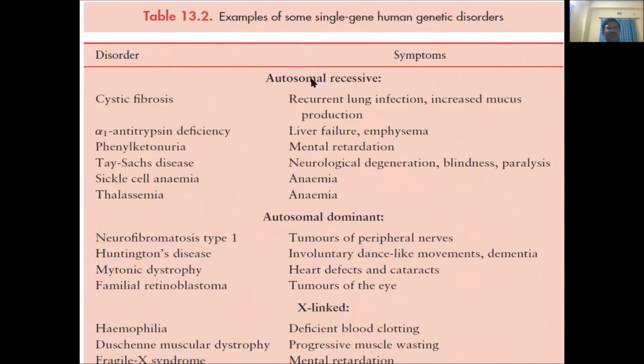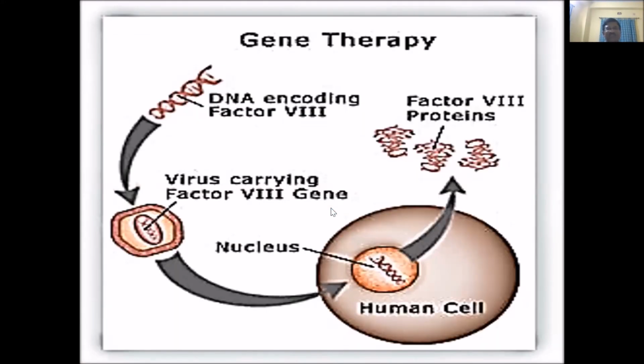So these are the different types of diseases which can be treated by gene therapies, starting from cystic fibrosis to neurofibromatosis, Huntington's disease, myotonic dystrophy. So many diseases are there, you will get them in books. They may be autosomal recessive or autosomal dominant. This only reiterates the importance of gene therapy. This is the process by which you can treat hemophilia using gene therapy.